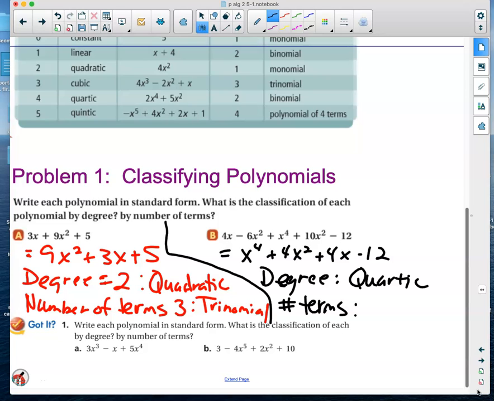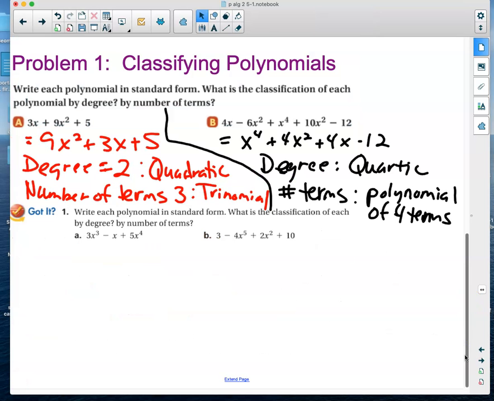4, so a polynomial of 4 terms. Thank you. Polynomial of, I almost forgot the A. Polynomial of 4 terms. Yeah, we don't get a fancy name. Remember, 1 is monomial, 2 is binomial, 3 is trinomial. After that, we just say, hey, it's a polynomial of 4 terms.